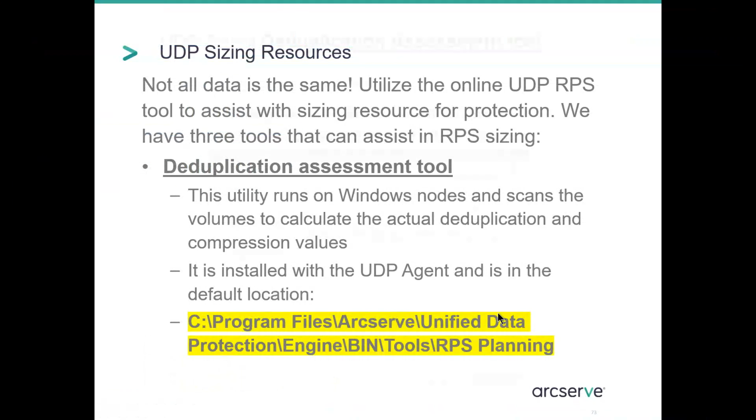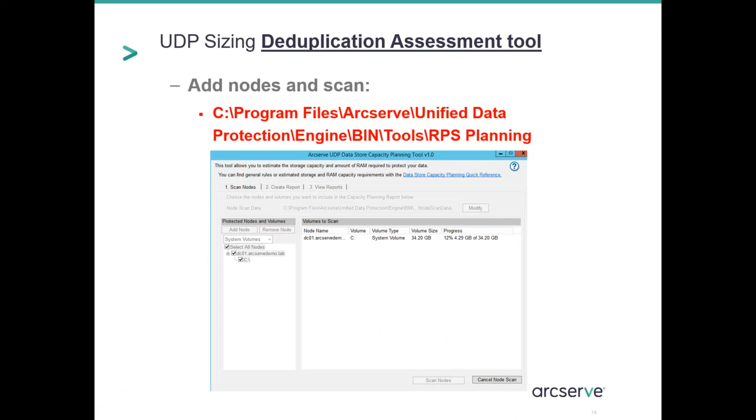Once run, it allows you to scan your environment. You can add nodes that you're looking to protect, so make sure they have enough resources for the server running this tool. For more information, we have a resource guide to help you understand capacity requirements. Once you have enough resources and are ready to scan, you can select the machine and what volumes to scan.